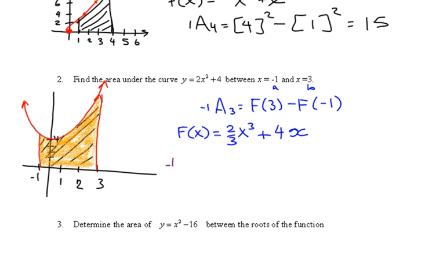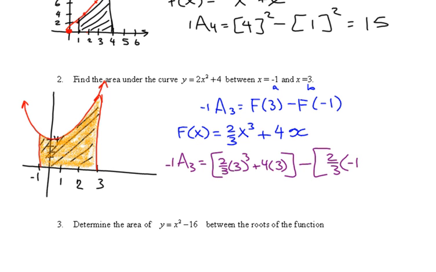The area between negative 1 and 3. So F of 3, 2/3 times 3 cubed plus 4 times 3, minus 2/3 times negative 1 cubed plus 4 times negative 1.